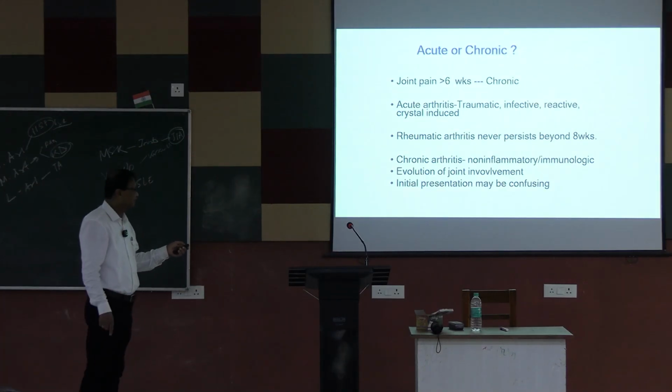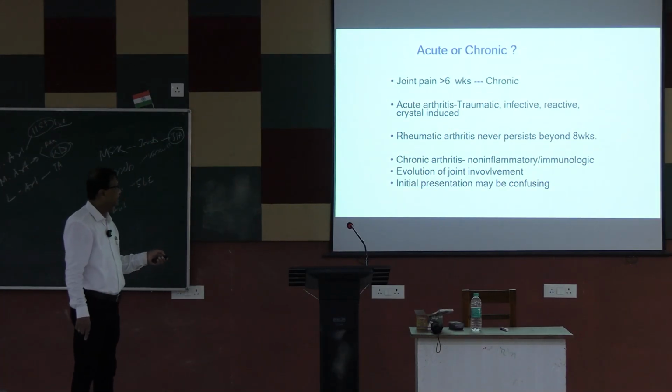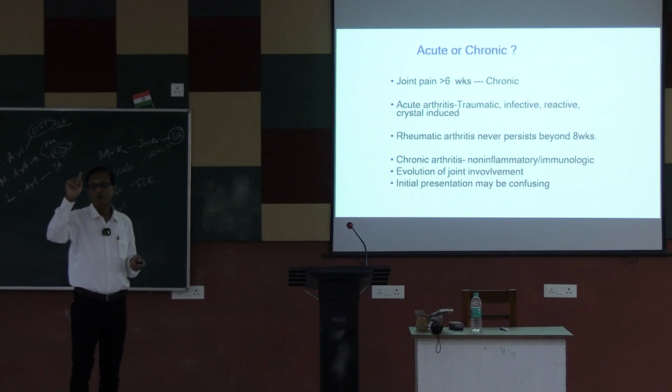So acute and chronic: more than 6 weeks is chronic. Acute arthritis is commonly seen in trauma, infective, reactive and crystal induced arthritis. Acute monoarticular arthritis is a medical emergency. The most common cause is septic arthritis or trauma.